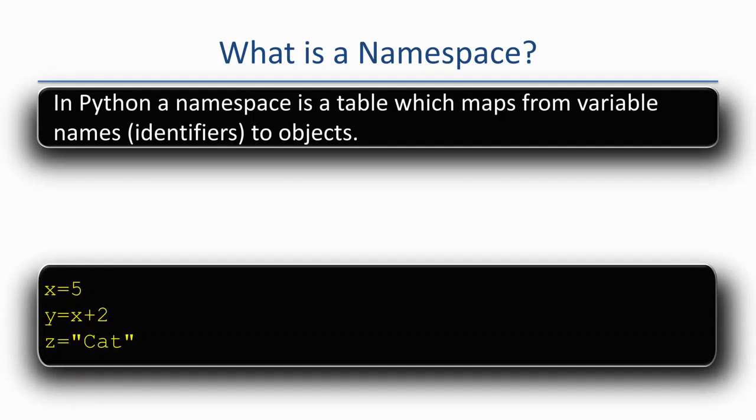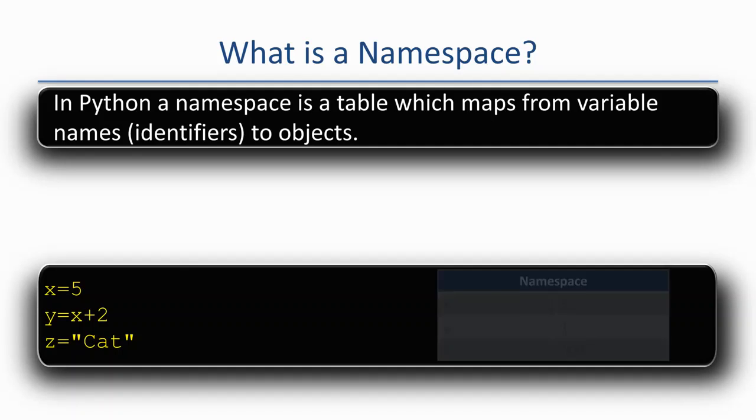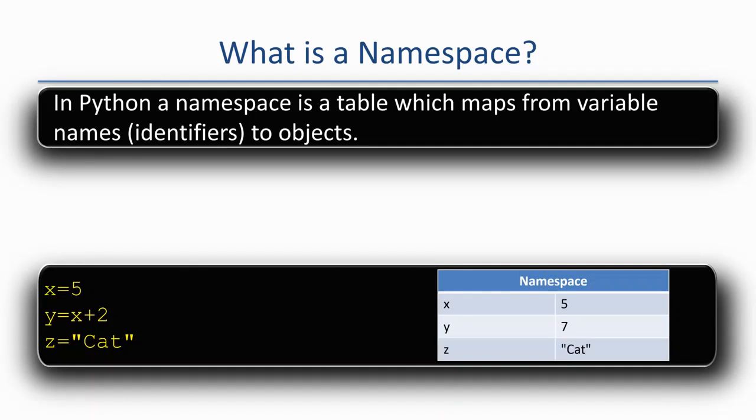Consider a small program. It only has 3 lines. x is equal to 5. The next line is y is equal to x plus 2. And the last line is z is equal to "cat". When Python goes through execution of this program, here is the namespace table that it builds up.